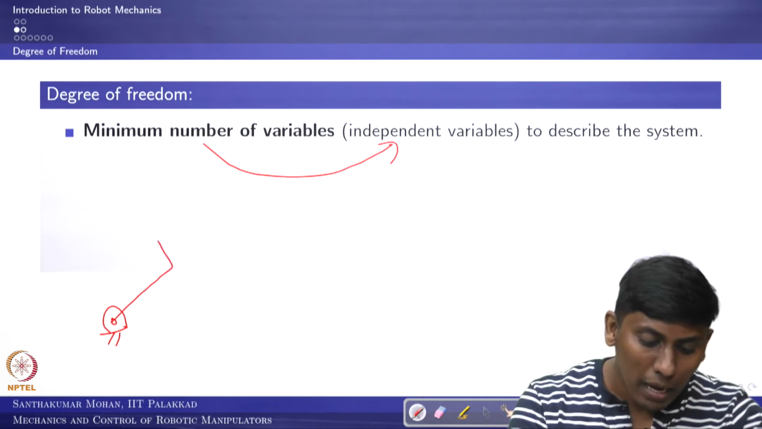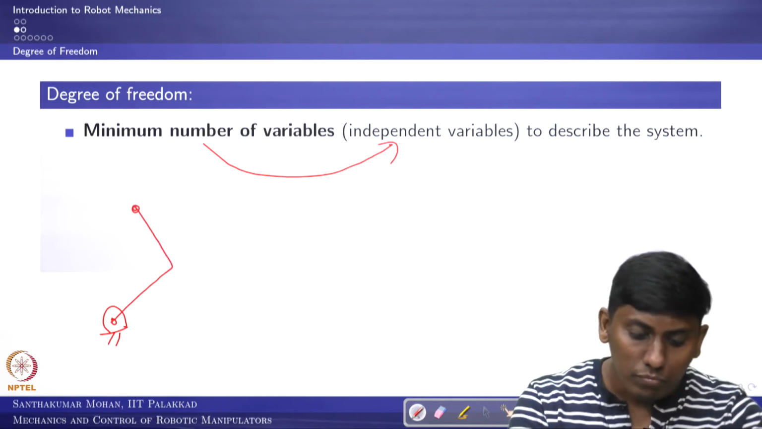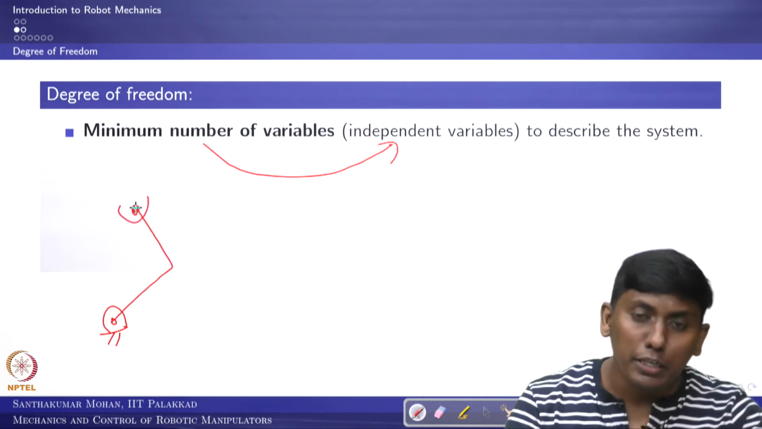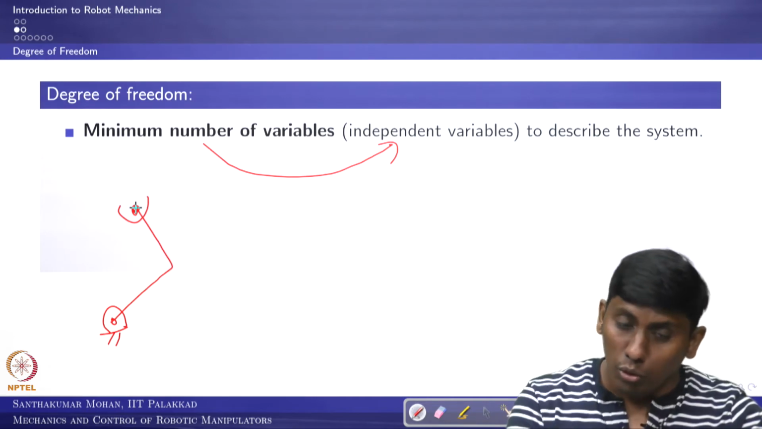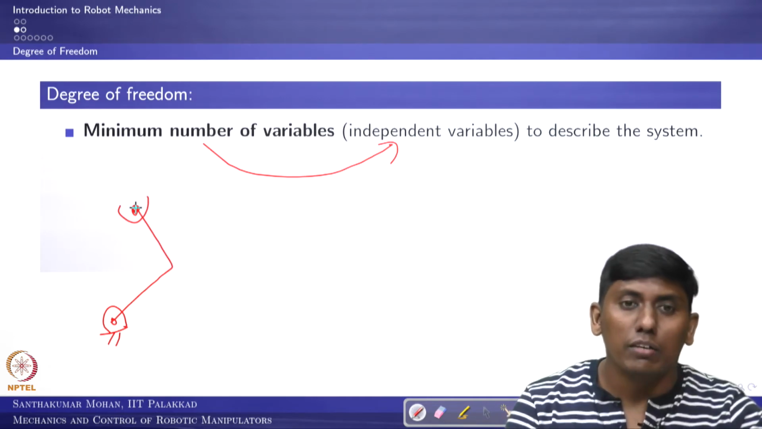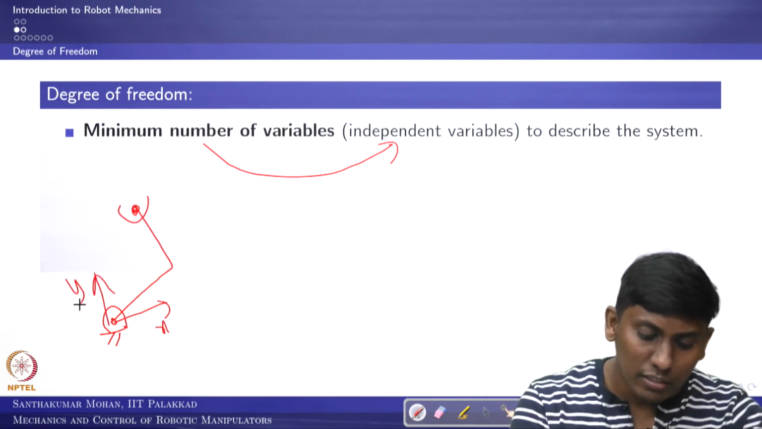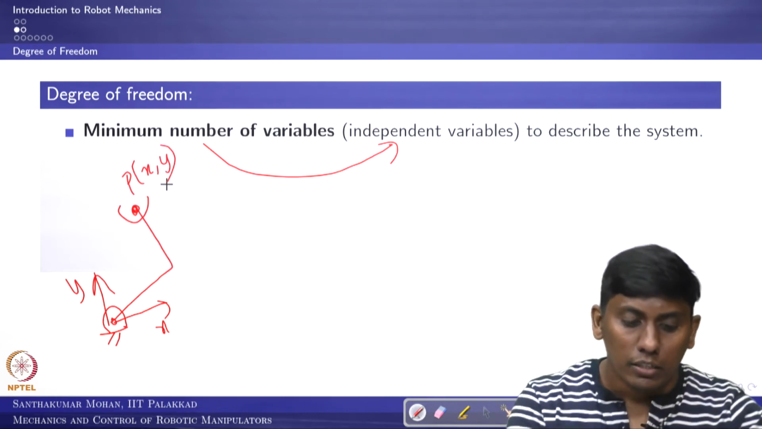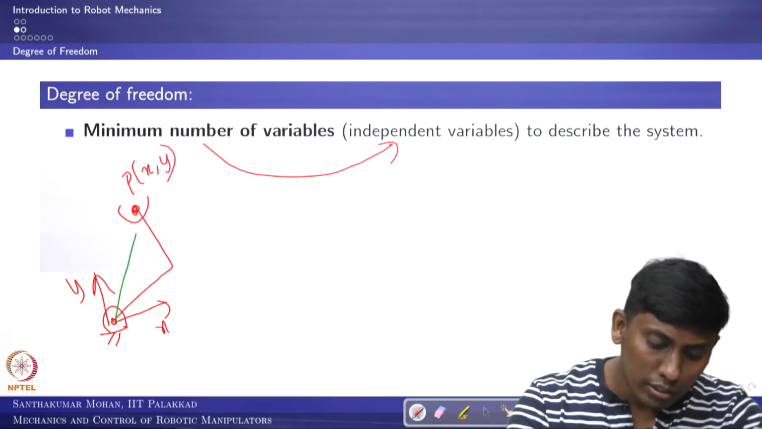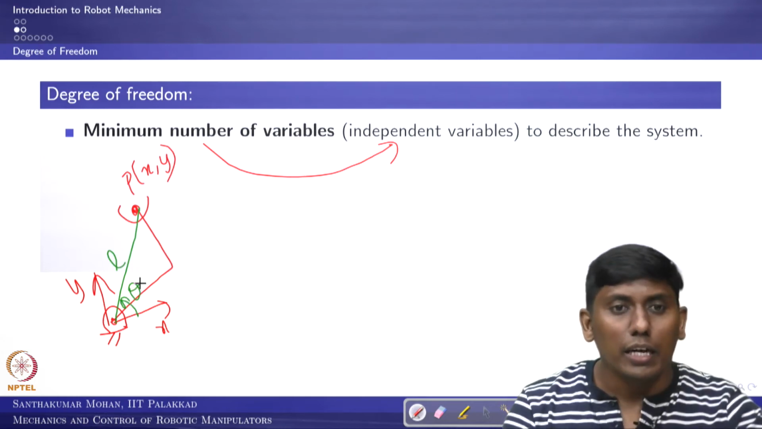It is a planar manipulator. Okay. So this point I need to define. Only this point. So what are the ways I can do it? I can draw the x y axes, I can draw this point and say x and y. Or the other way around, I can draw this as L or R and theta. Like that I can define it.